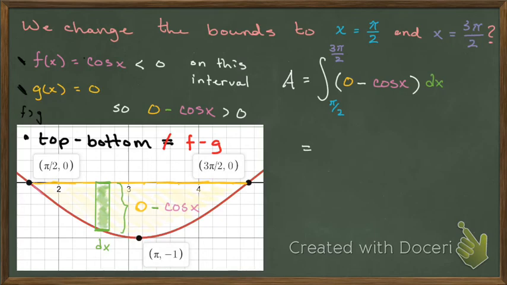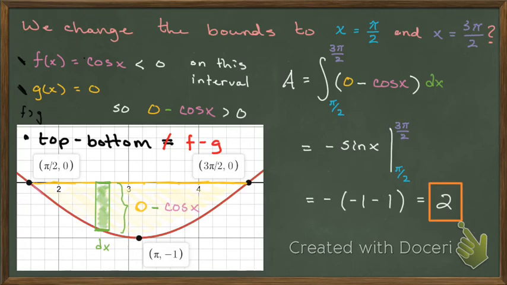So again, back to the antiderivative. My area should be minus sine, plug in 3 pi over 2 and pi over 2, okay? When I plug in 3 pi over 2, I get a minus 1. When I plug in a pi over 2, I get a 1. But fundamental theorem of calculus says I subtract those. So I get a minus 1 minus 1, which is a minus 2, times the negative out front, is a positive 2. Positive area, okay? Area between those two regions is positive. It's 2 units. Let's do one more example.